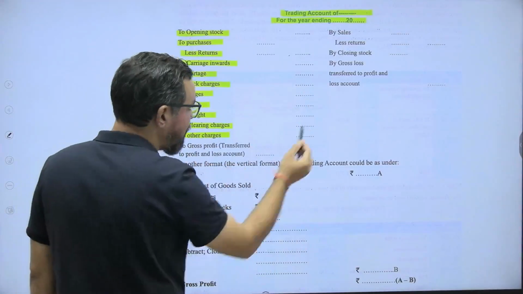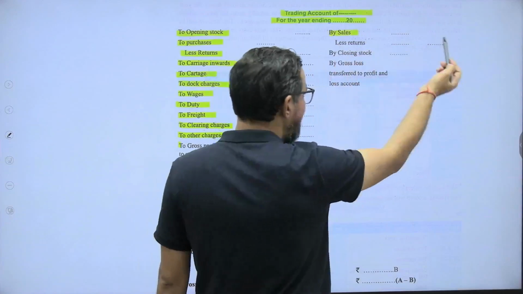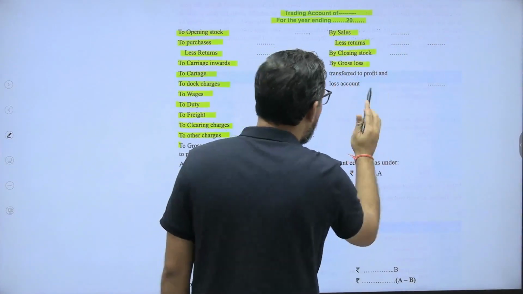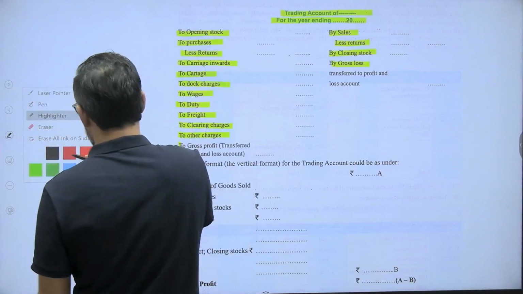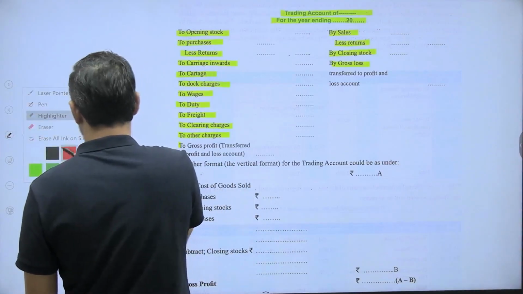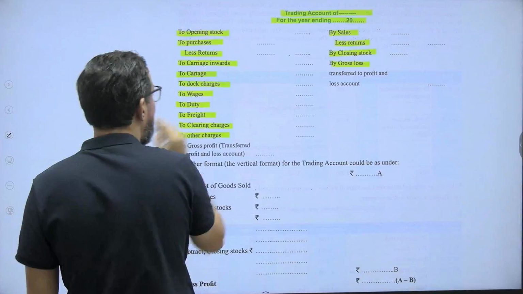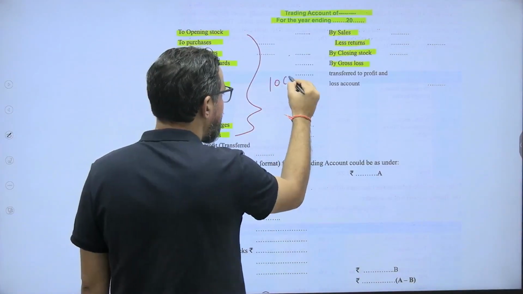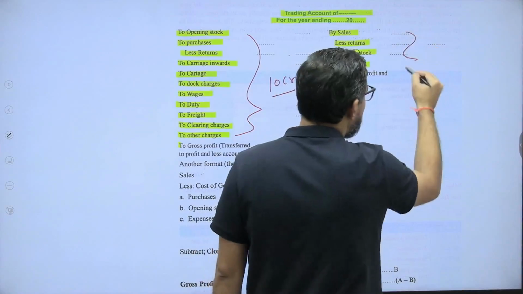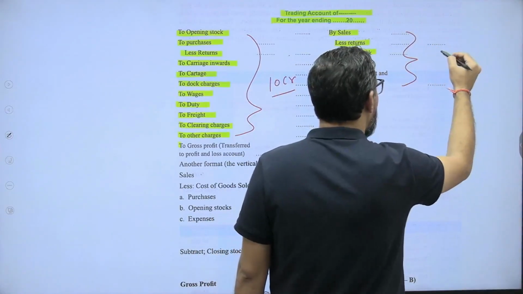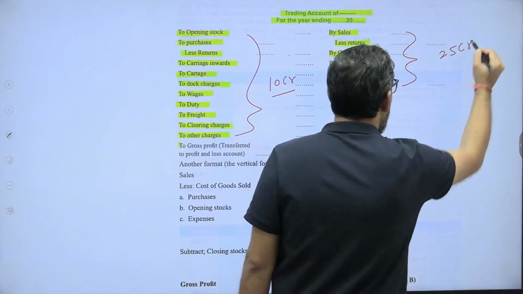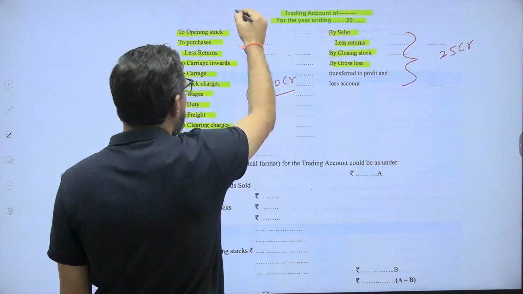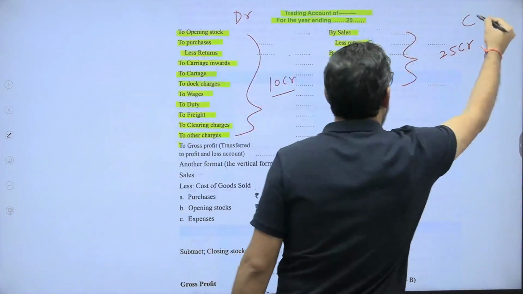So then we have here sale, less sales return, closing stock. Let's say if I give numbers to this, let's say this side number is 10 crore, and this side number is, let's say, 25 crores. So the business is again in profit. This is the credit side, this is the debit side.